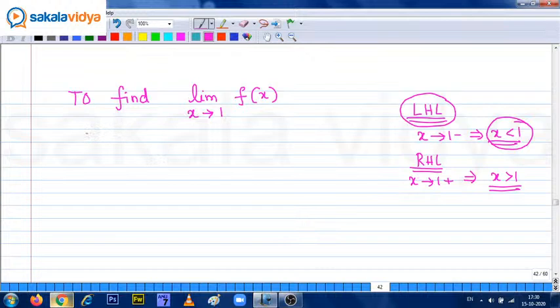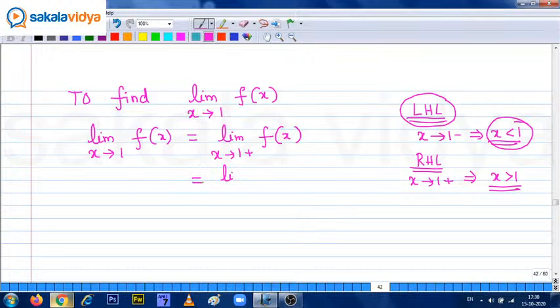So now the solution here: limit x tends to 1 of f of x is the same as limit x tends to 1 plus of f of x. That means only the right hand limit. So here you can write 3 times (x plus 1). It's a very interesting problem. 3 times (1 plus 1), so 3 into 2 equal to 6. This is the answer.